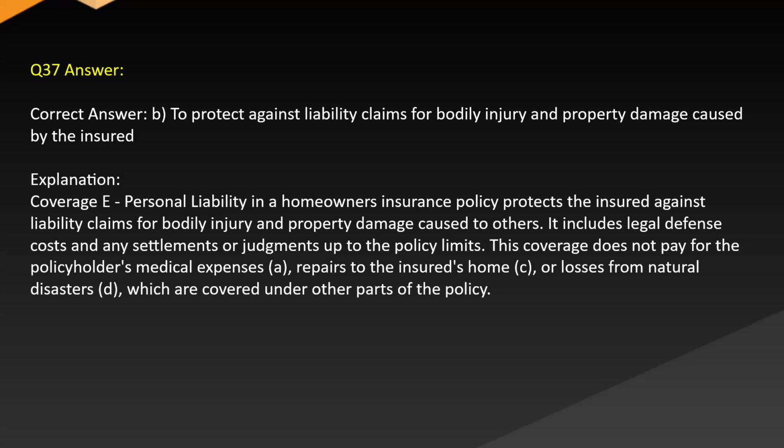Explanation: Coverage E, personal liability, in a homeowner's insurance policy protects the insured against liability claims for bodily injury and property damage caused to others. It includes legal defense costs and any settlements or judgments up to the policy limits. This coverage does not pay for the policyholder's medical expenses, A.